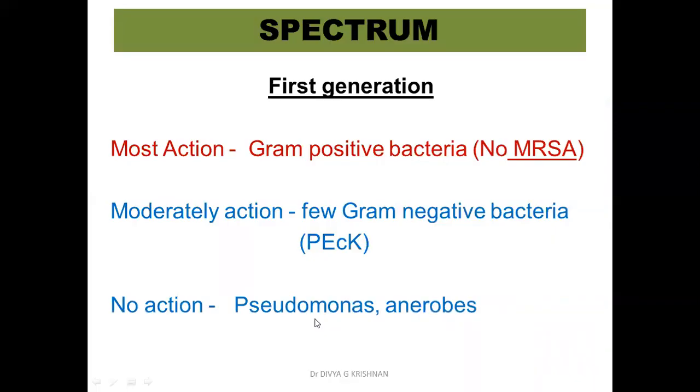The first generation, the examples of which you have already learned, has its effective action on the gram-positive bacteria. Though they will not be active on MRSA, methicillin-resistant Staph aureus, they are active on all other gram-positive bacteria. They have moderate action on a few gram-negative bacteria. But for first generation, you have to principally remember that they are more active against the gram-positive bacteria.